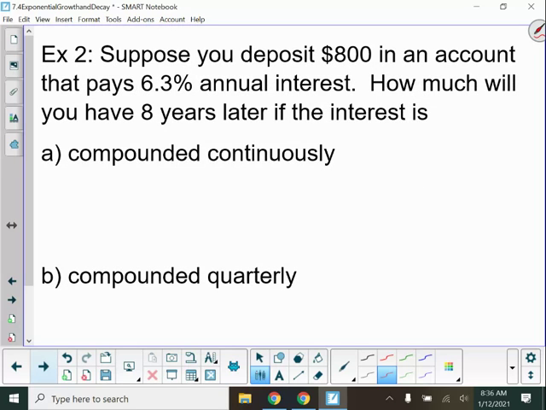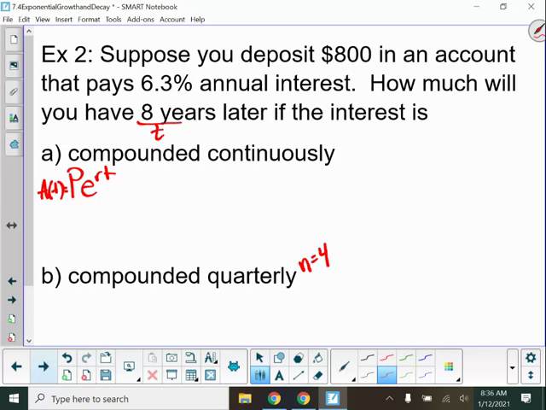So that brings us to example 2. These are really going to be calculator examples. So it says, suppose you deposit $800 in an account that pays 6.3% annual interest. How much money will you have 8 years later? So that's going to be our T. And then we want to know if the interest is compounded continuously. Continuously would be our PERT formula. And then compounded quarterly, that's going to be the second formula, and that's going to be where N is equal to 4.